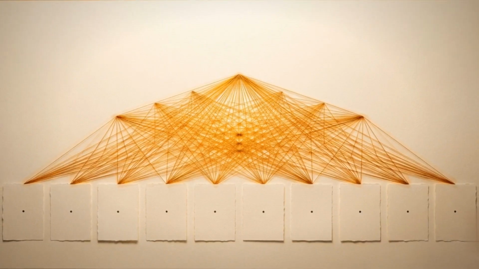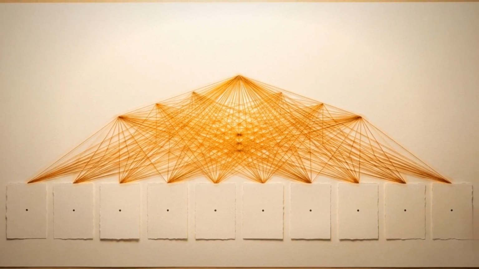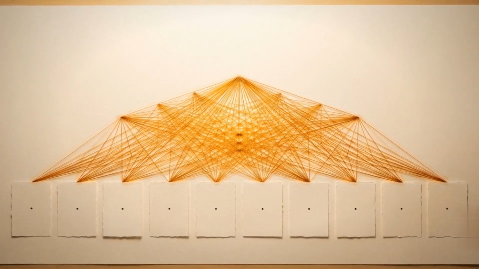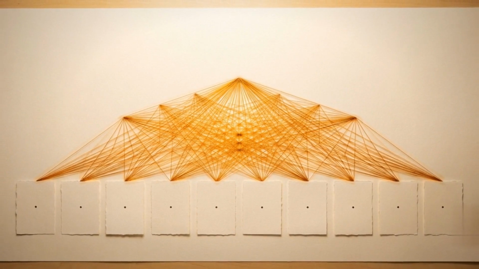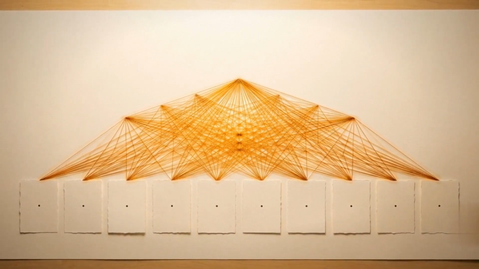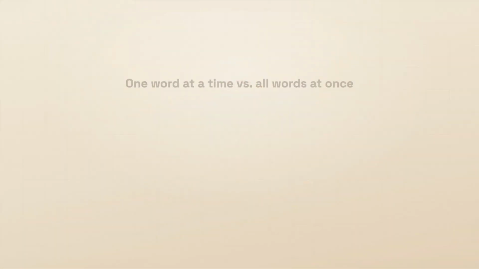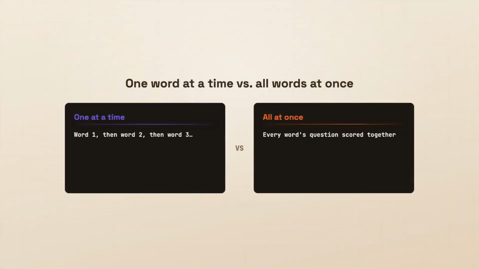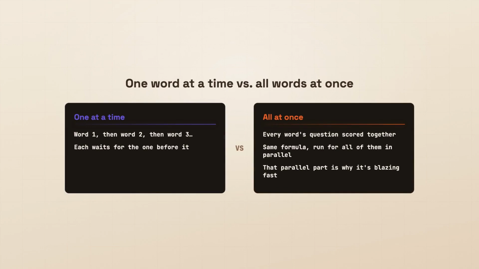It's only a handful of lines of code. We'll type them out in the transformer video, and the computer runs it for every word at the same time. That parallel part is why it's so blazing fast. One little formula, and a clueless word becomes a word that understands its whole sentence.